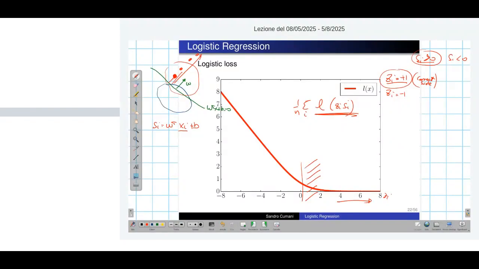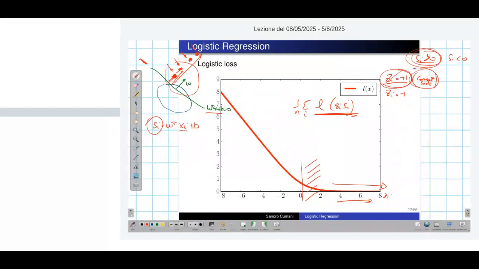If I move farther from the separation rule, my score becomes larger and larger. Remember that here my score is 0. If this score is 1, then at twice the distance from the separation rule, my score will be 2. Then here it will be 3, 4, and so on. So the farther I am from the separation rule, the larger the absolute value of Si, and in this case, since Si and Zi have the same sign, the farther I am from the separation rule, the more I am on the right on this plot.